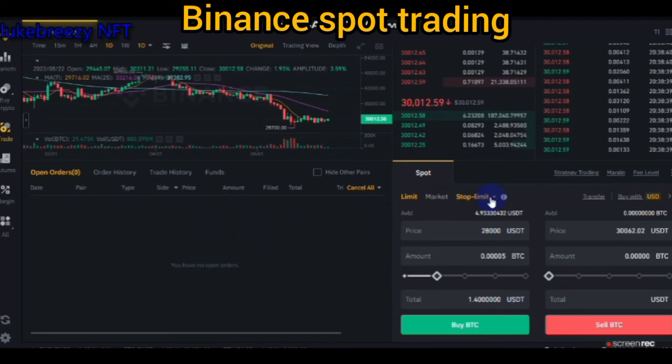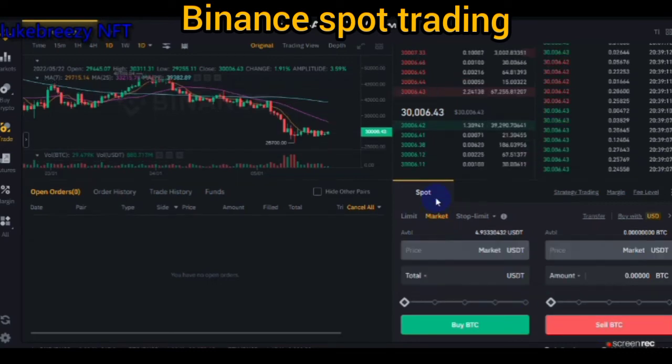Now the same thing goes for the selling aspect. Once you use the limit, it gives you the opportunity to set your own limit price and put your own amount, and if you like, you use the adjuster here to adjust the amount you want to put there. And once you click on sell, lo and behold, it automatically sells for you at that price. Now the next thing is the market.